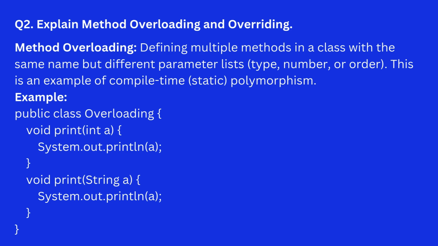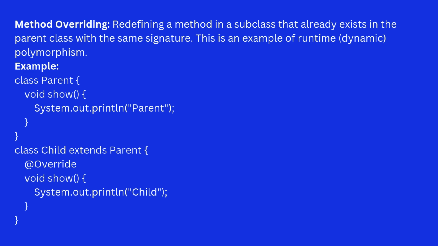2. Explain method overloading and overriding. Answer. Method overloading: defining multiple methods in a class with the same name but different parameter lists, type, number, or order. This is an example of compile time, static polymorphism. Code. Method overriding: redefining a method in a subclass that already exists in the parent class with the same signature. This is an example of runtime, dynamic polymorphism.